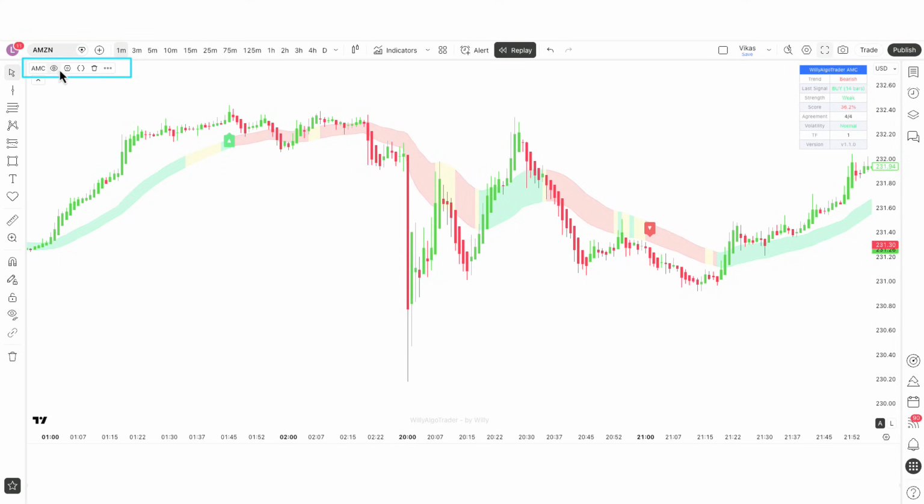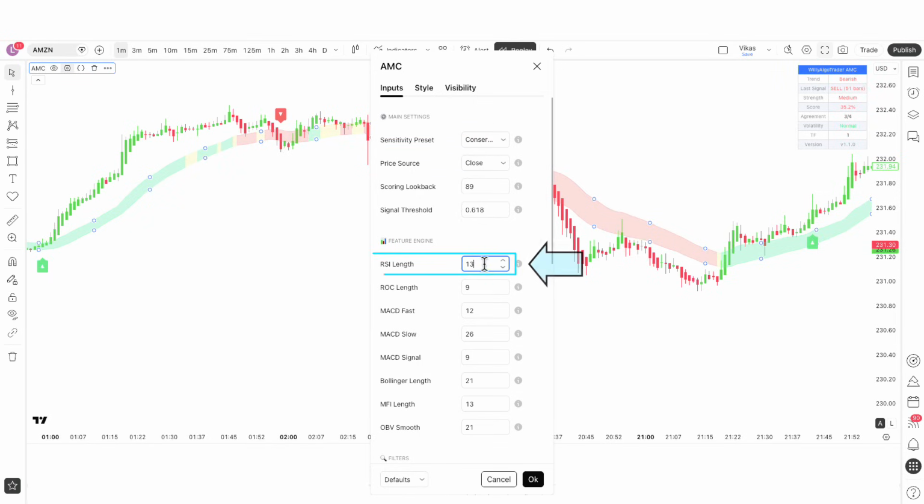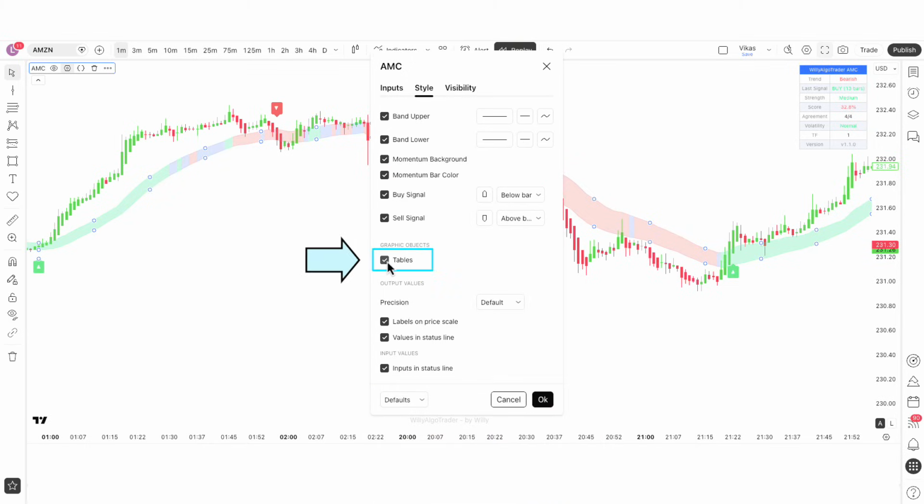Now the indicator settings change for perfect signals. First, we have the Sensitivity preset, default to conservative, and then change RSI length 13 to 8, and then change OBV smooth 21 to 7, and then change neutral color yellow to blue. We have to keep these options hidden. Here everything is fine after that.